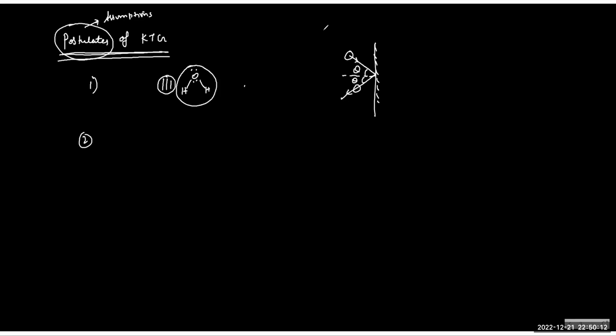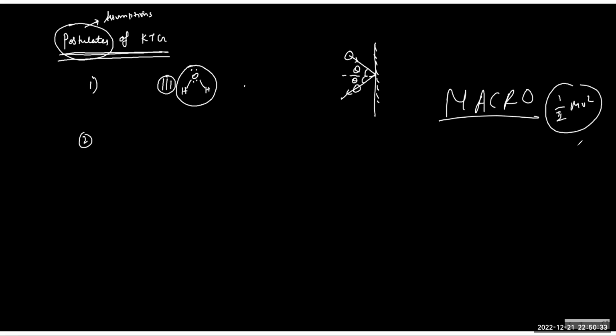Half Mv square. This half Mv square represents which energy? Internal or external or macro? The macro one, right? So half capital Mv square represents macro energy. The motion of individual gas molecules occurs at very high speed, and because of the randomness, can we assume the center of mass is almost at rest? Yes, we can say that.